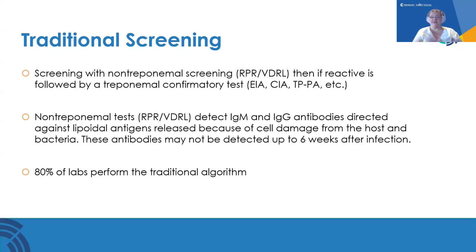All right, traditional screening. We call it traditional because this is the way we screened for syphilis for quite a while. This is the way most people were told to screen for syphilis. You start by using an RPR or VDRL that you send off to the lab, and then if it's reactive, that's when it triggers the confirmation test. It detects, again, the IgM and IgG antibodies of the lipoidal antigen, so it's really not specific like the treponemal test is. And about 80% right now of labs use this algorithm, so it's still very, very popular.